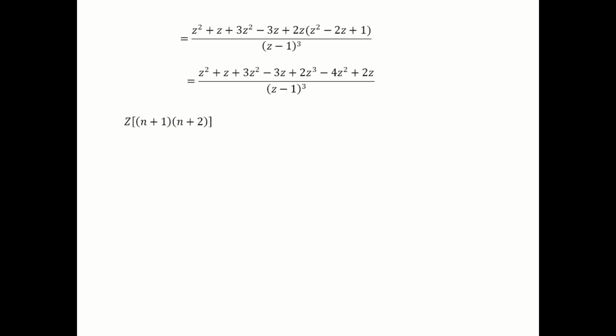So Z of (n+1)(n+2) is equal to, in the numerator, see the z cube term, so 2z cube, then the z square term.